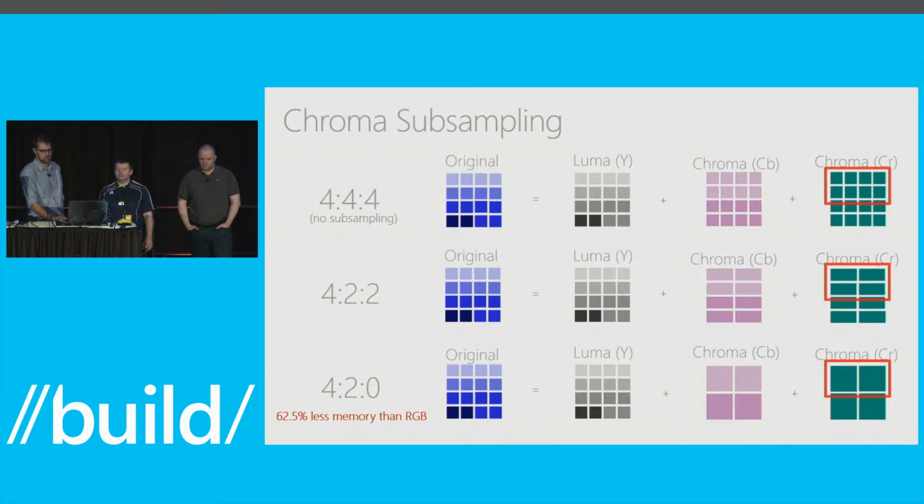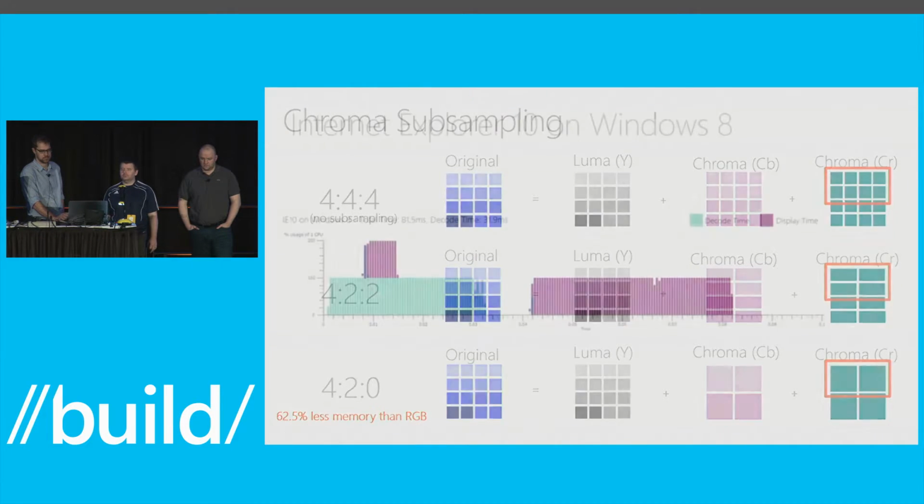And the cool thing here as well is that the naming scheme kind of makes sense if you know how it works. 444, no subsampling, is really just the first 4 pixels and second 4 pixels. 422 is these 2, and 420 is just the first row and then no second row. So it's easy once you know that.